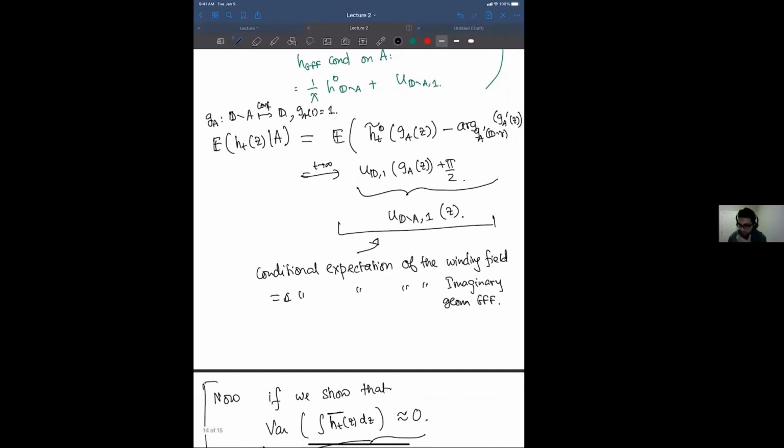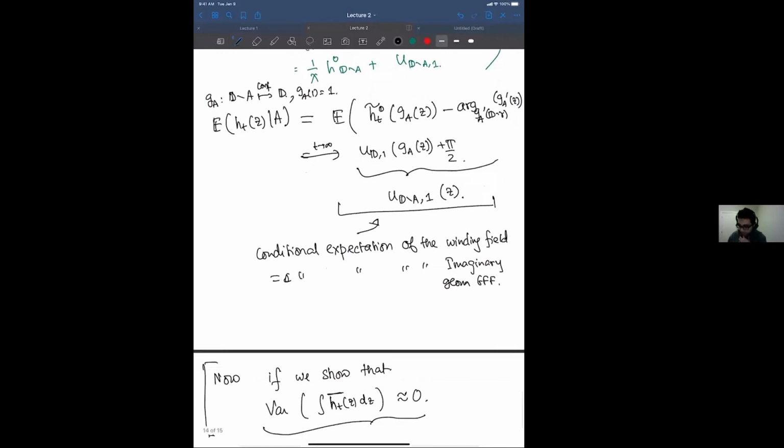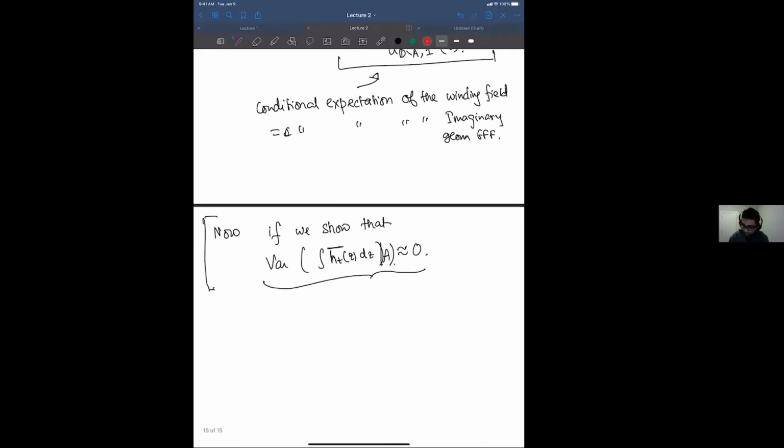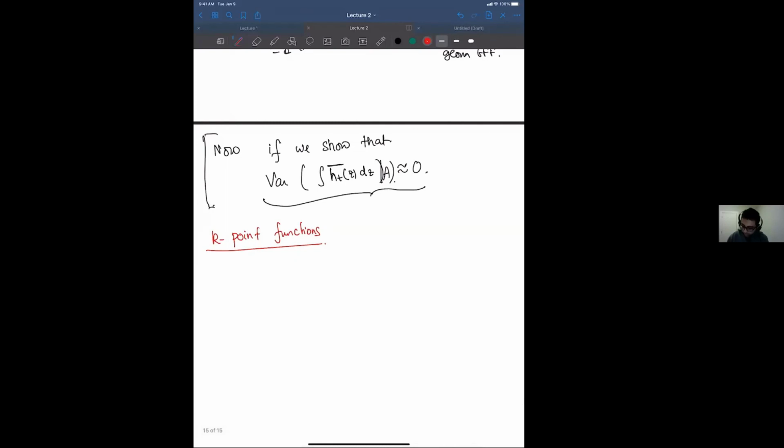Okay, so far we just computed the 1-point function, and if you want to show something like this variance, the variance conditioned on A, of course, is small, we need to find the k-point functions. Or we want to show the k-point functions have a limit. Okay, so I'm going to go a little bit fast now because this part is really technical.